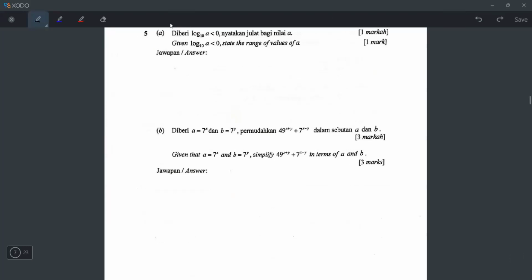Okay, let's go to number 5. Given log a base 10 smaller than 0, state the range of values of a. We all know when the soalan says state range, your answer will have one of these inequality symbols. Range is like julat, so it will have one of these. All right, so let's look at the soalan.